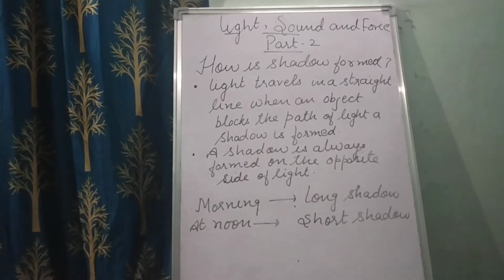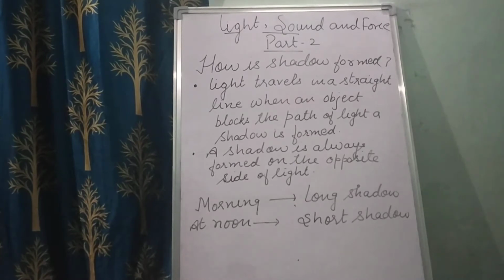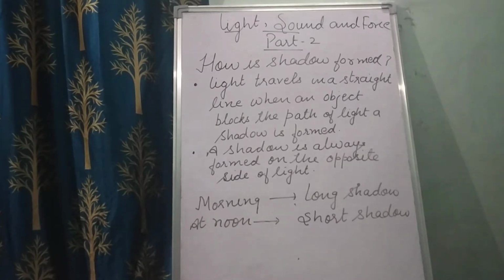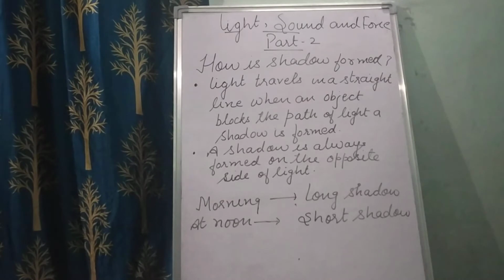Children, have you ever noticed in the morning and in the evening? In the morning or in the evening, the sun rays fall in an inclined position, or you can say in a slanting position. So the shadows are long. The shadow which forms will be the tallest one in the morning and the evening.